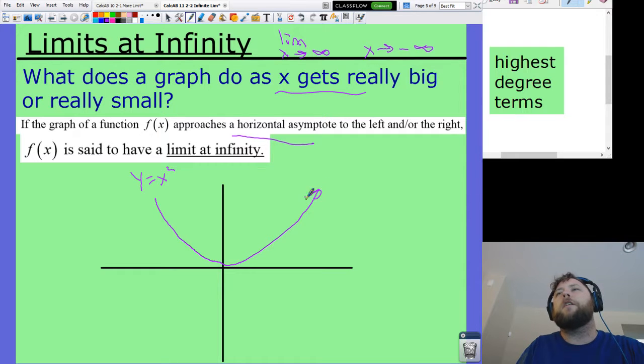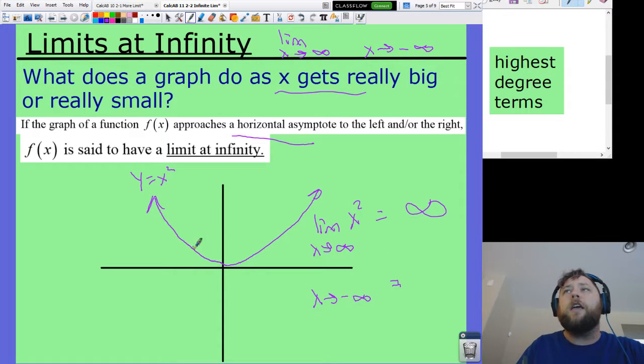It's a parabola looking like this, right? So if I asked you the limit as x approaches infinity of positive x squared, well, as you go to the right forever, it just goes up forever. I would just say my limit is infinity because it's going to keep going up. Same thing if x is approaching negative infinity. As you go to the left, it keeps going up, so I'll say it's also positive infinity.